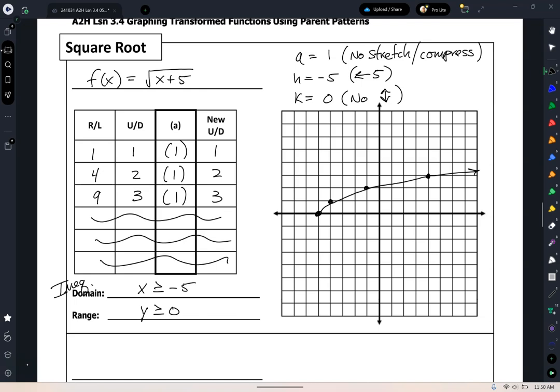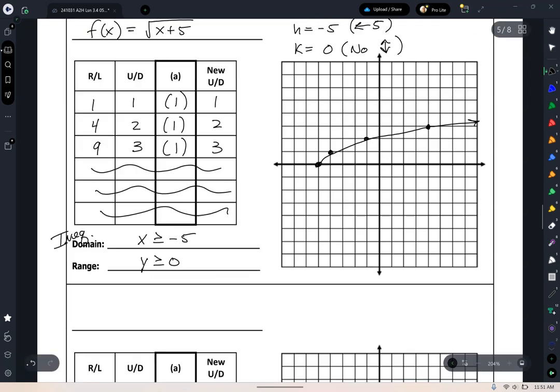Okay, so that's pretty easy, right? When it follows that same pattern, it's going to be 1, 1, 4, 2, 9, 3. So think about the patterns. This is what I want you to get in your head. Absolute value is 1, 1, 2, 2, 3, 3. Quadratic is 1, 1, 2, 4, 3, 9. Square root is 1, 1, 4, 2, 9, 3. See what I'm doing? I'm getting those patterns in my brain so that I can use those to find easy inputs and outputs, because then all I have to do is multiply my outputs by my A values, and then I can make some changes. Okay? Pretty good? Okay, let's do another one.